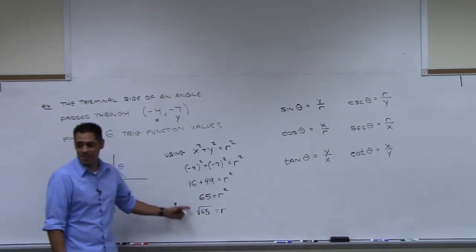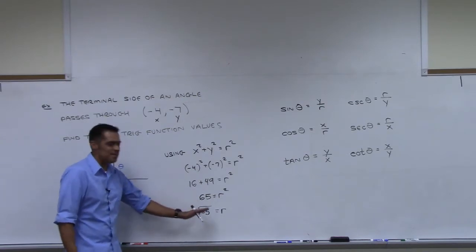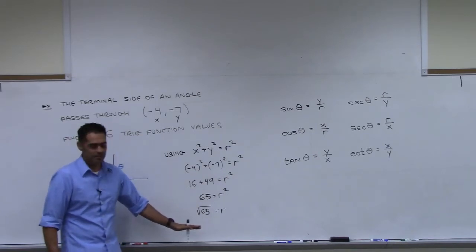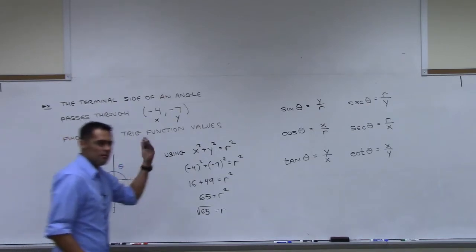Either way, it's root 65, all right? And I'm not even going to worry about rationalizing or simplifying that, right? I'm just going to leave it. I don't even care if there's a perfect square in there. All right, and that's it. Now it's just plug and chug. You got r, crank it out.